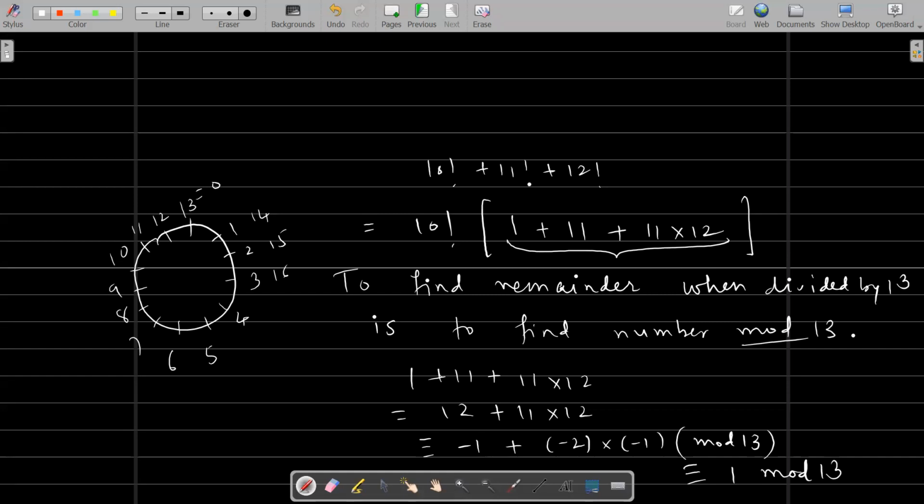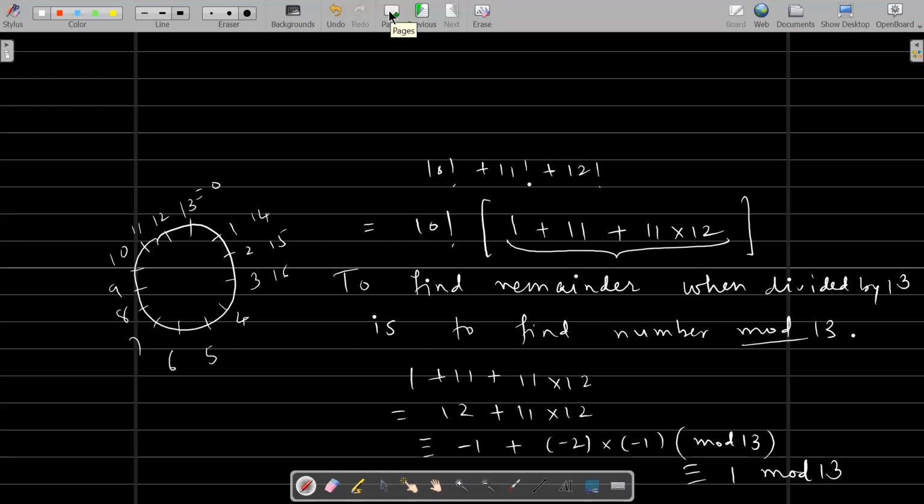So this bracket is 1 mod 13, and therefore as far as the remainder is concerned, it's just 10 factorial into 1. So I have to find basically what 10 factorial is modulo 13. Can you understand this method?